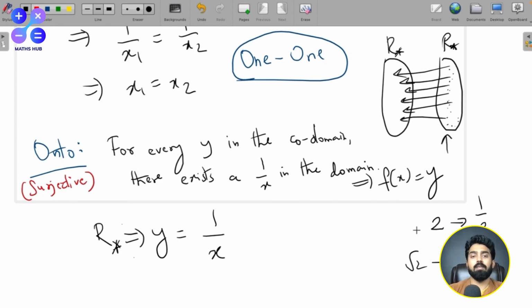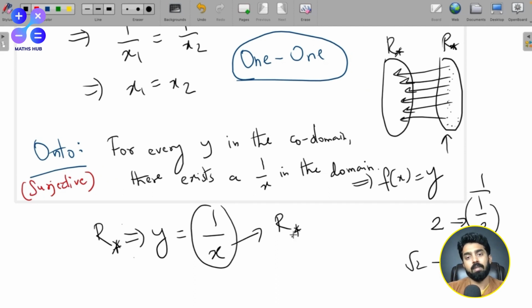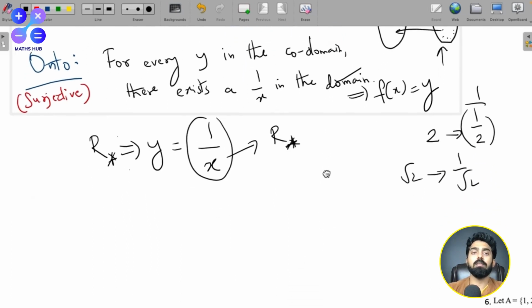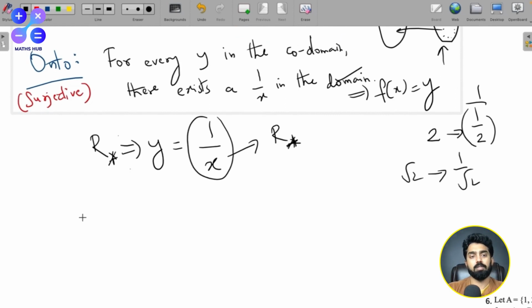So for example, if you want to find when y is 2, you can always find an x which is equal to 1 by y. If you divide 1 by this, you will get a 2, right? So you can always find an x such that this condition is true, because all of these values exist in R star as well. Since our domain is also R star, it has all of these values as well. And R star also has all values of y. So for every y, you can always find a 1 by x. So that means you can say that it is an onto function.